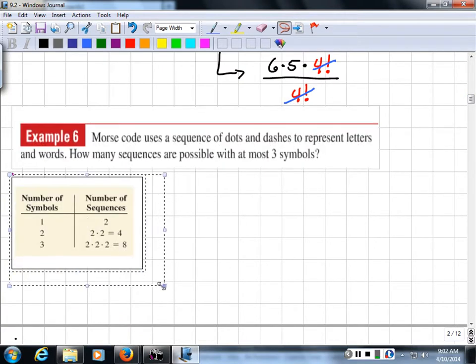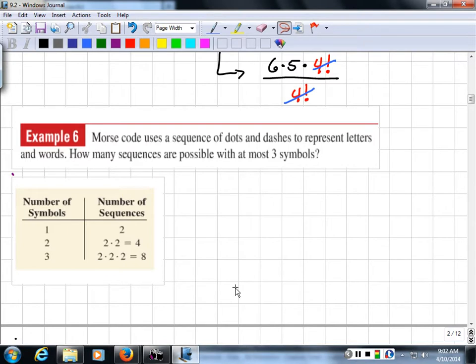Okay, Morse code uses a sequence of dots and dashes to represent letters and words. How many sequences are possible with at most 3 symbols?